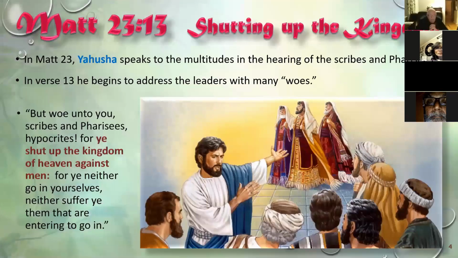Matthew 23:13, shutting up the kingdom. In Matthew 23, Yahushua speaks to the multitudes in the hearing of the scribes and Pharisees. In verse 13, he begins to address the leaders with many woes. But woe unto you, scribes and Pharisees, hypocrites, for ye shut up the kingdom of heaven against men. For ye neither go in yourselves, neither suffer ye them that are entering to go in.